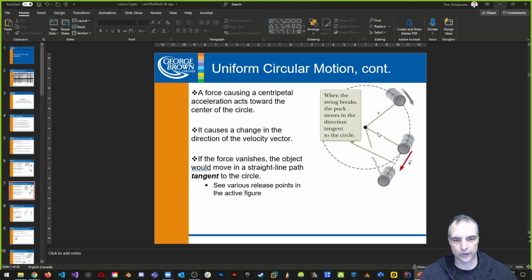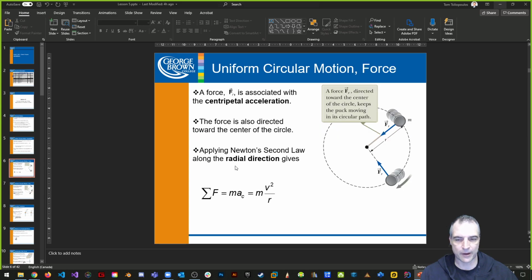If the force is greater than the tensile strength of the cable, the cable will break and the puck will leave the path in the direction that it was going, tangent to the curve when the cord broke. Okay, so that's what can happen. That's an important consideration. So again, we're talking about the radial direction. The radial direction is this, right?